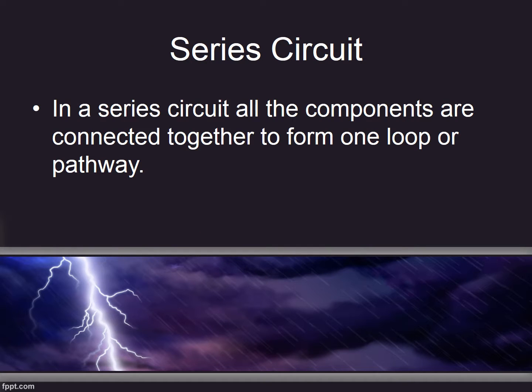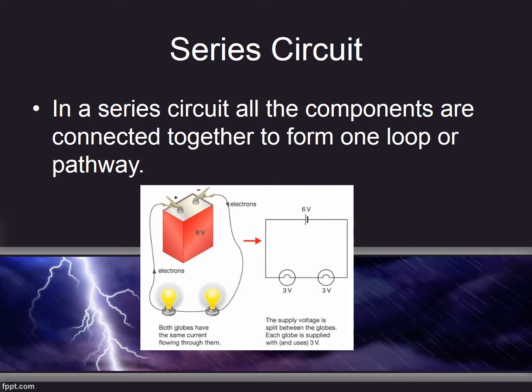In a series circuit, as we said, all the components are connected together to form one loop or pathway. And here we have a battery connected to two globes, and they're connected one after the other, and then the wire leaves the globes and goes back to the battery. And you can see the circuit on the side has the pathway, or the wire coming from the battery to the first globe, which goes to the second globe, which goes to the battery.